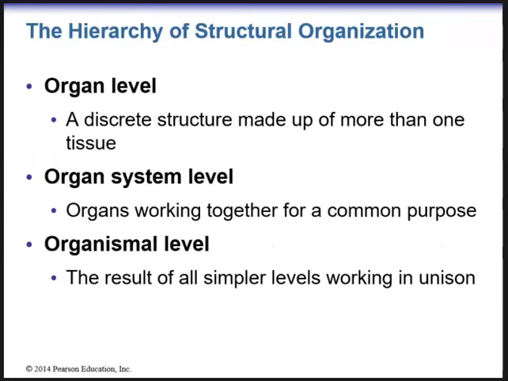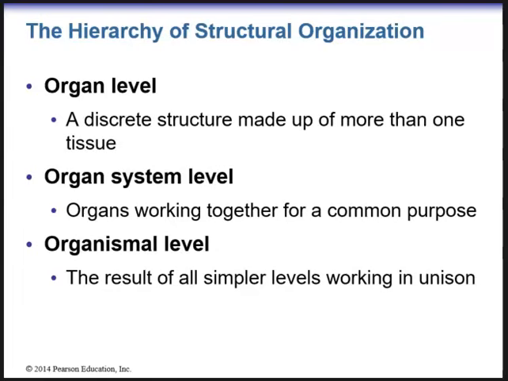Next is the organ level. Organs are discrete structures made up of more than one tissue, meaning that an organ is made up of multiple tissue types.